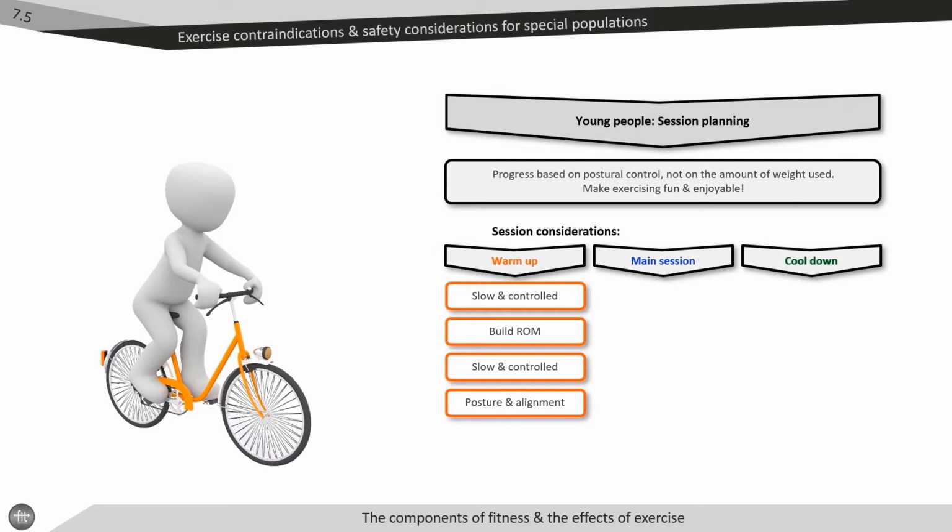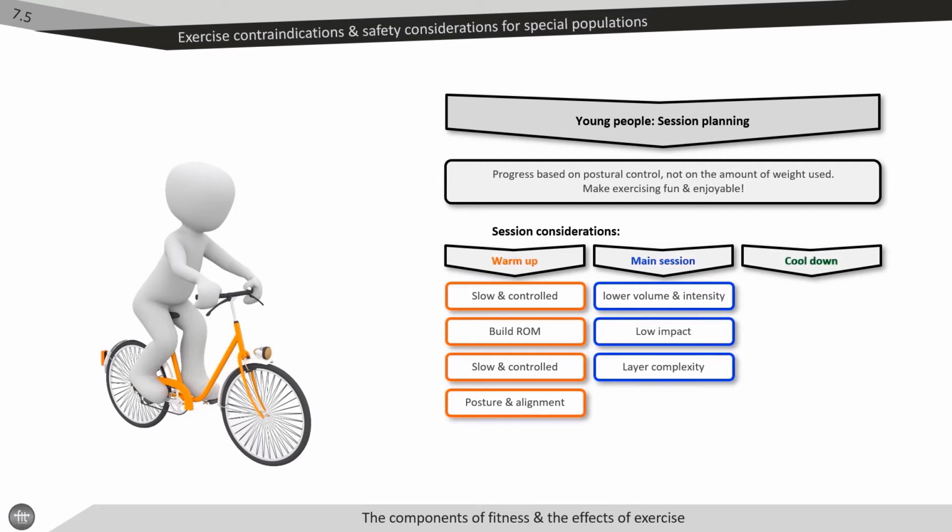The main element of the session should consist of both cardiovascular and resistance training methods, both at a lower working intensity than a typical adult's training session. Activities with less impact and less movement complexity should be prioritised, with frequent and longer rest times promoting rest and recovery being planned for and encouraged throughout.